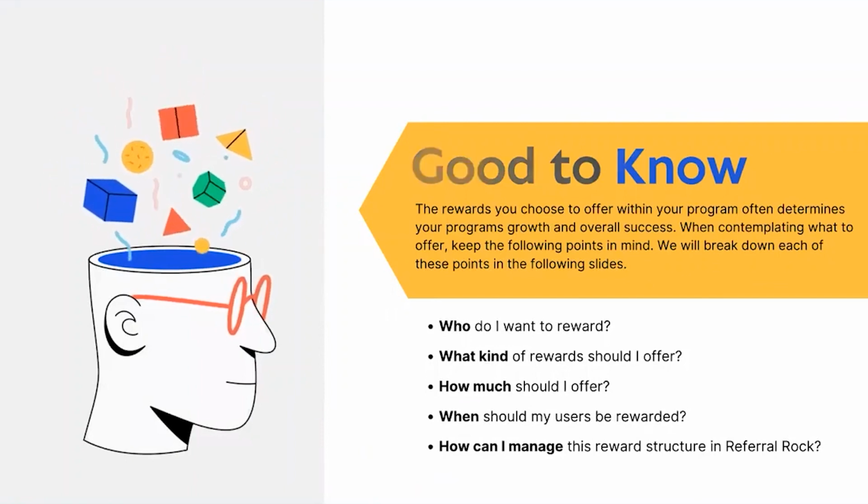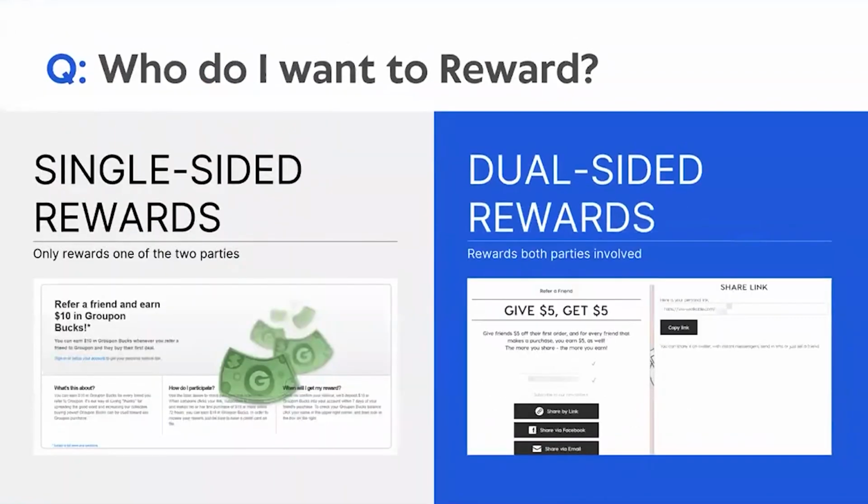So, to hop right into it, the first thing we need to decide is who we're going to reward. Now, when deciding who gets the reward, there are two main categories your program is going to fall into. We have single-sided rewards, and then we have dual-sided rewards. Both do have their pros and cons. Single-sided rewards, to start with that, that's usually when you just reward the member or the referral. You're just rewarding one party.